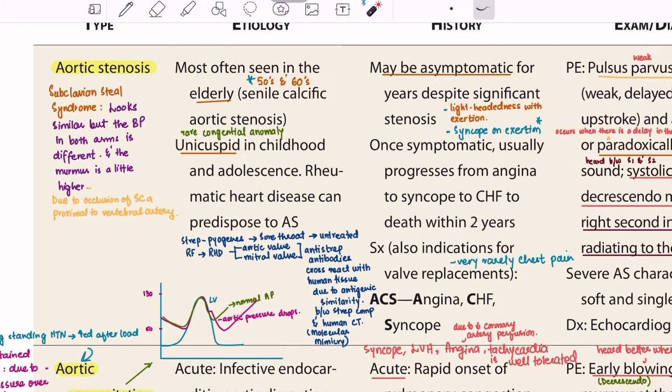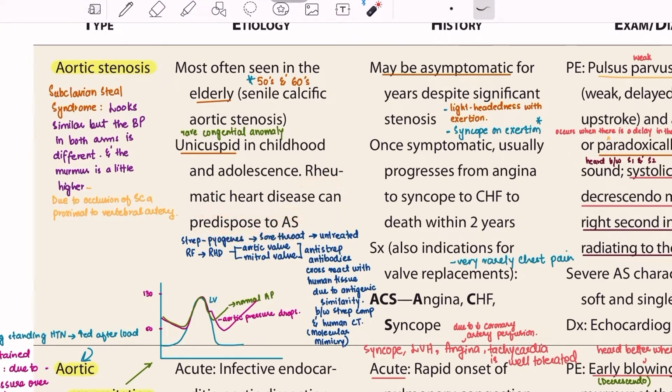Some of the common tissues affected are the brain, the heart, and your joints. And why does that happen? Because these tissues have antigenic similarity with the streptococcal component, and this is called molecular mimicry. What this does is that your body's own immune system will start attacking your own tissues, and in your heart the most commonly affected areas are your aortic valve and your mitral valve. So this is the pathogenesis behind how rheumatic heart disease can predispose to aortic stenosis.